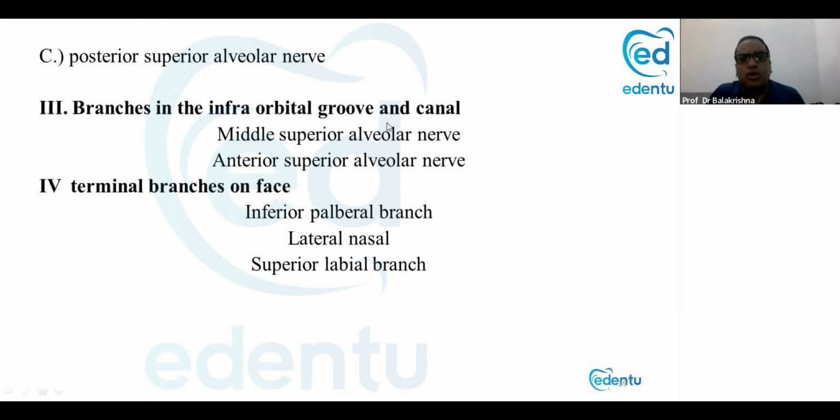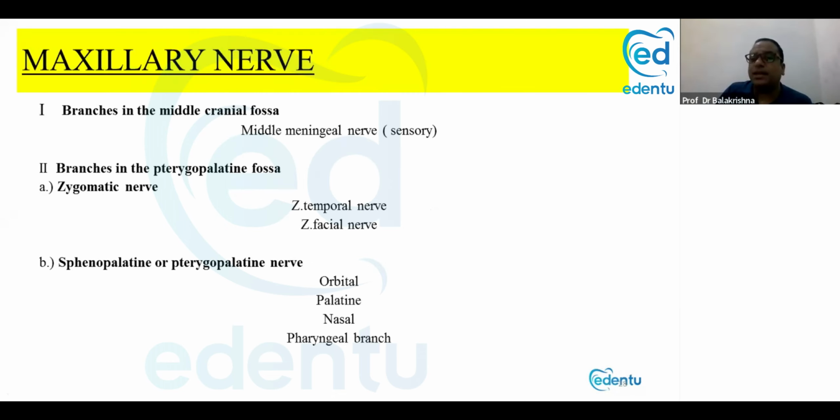Then branches in the infraorbital groove and canal, you've got middle superior, anterior superior. Terminal branches on the face: inferior palpebral, lateral nasal, superior labial branches. So these are all branches of the maxillary nerve, a branch of trigeminal.